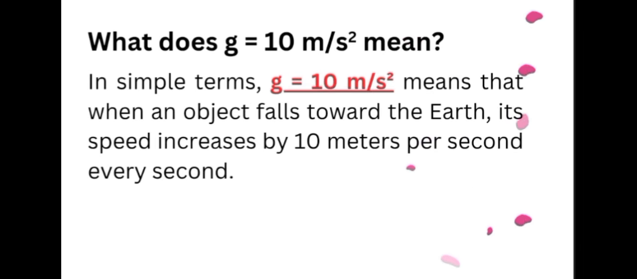What does g equals 10 meters per second squared mean? In simple terms, the acceleration due to gravity equals 10 meters per second squared means that when an object falls, its speed increases by 10 meters per second every second.